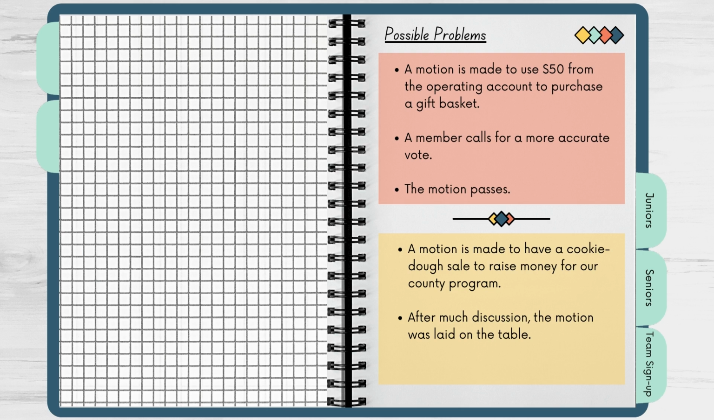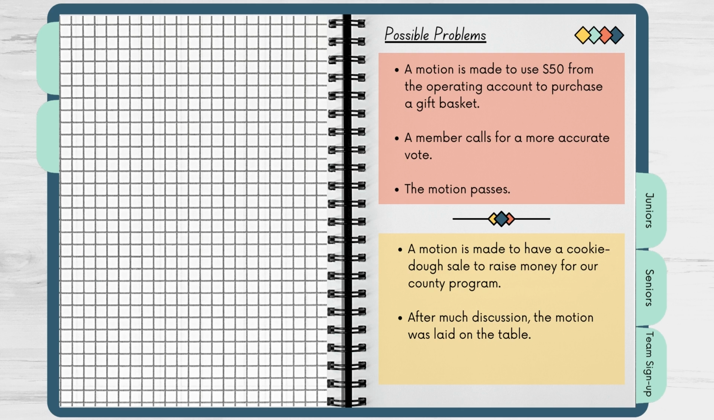So that's the first step. Second step is a member calls for a more accurate vote. And then the last step is the motion passes. So they know exactly the steps they're supposed to take in order to make these motions occur. And then they just follow really what those pieces of paper say.